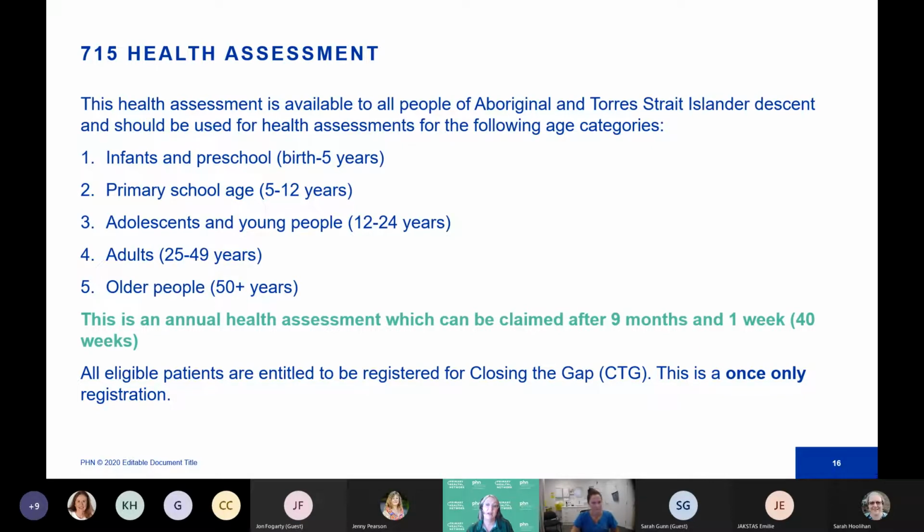All eligible patients are entitled to be registered for CTG. This is a once only registration, and that is also done through your PRODA account. If your practice is registered for the Practice Incentive Program, patients over the age of 15 years with a chronic condition can be registered for the PIP Indigenous Health Incentive annually. Registration for that is a two-step process done through HPOS as well.